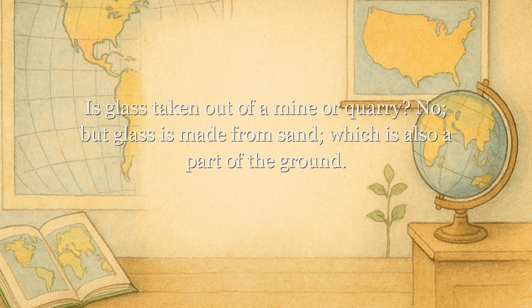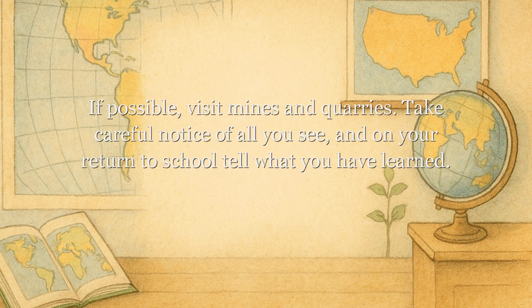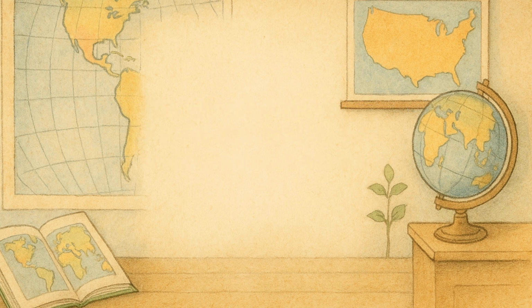Is glass taken out of a mine or quarry? No, but glass is made from sand, which is also a part of the ground. In laying brick or stone, the mason uses mortar. Mortar is made chiefly of lime. Lime is made of stone, which comes out of the ground. If possible, visit mines and quarries. Take careful notice of all you see, and on your return to school, tell what you have learned.